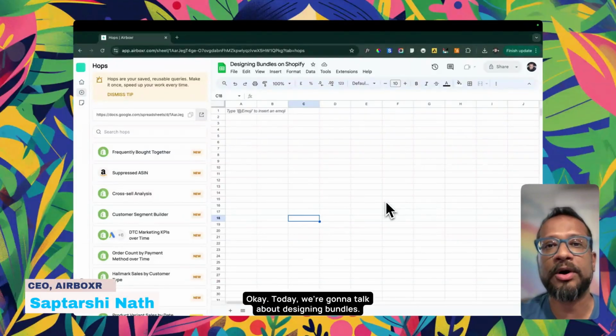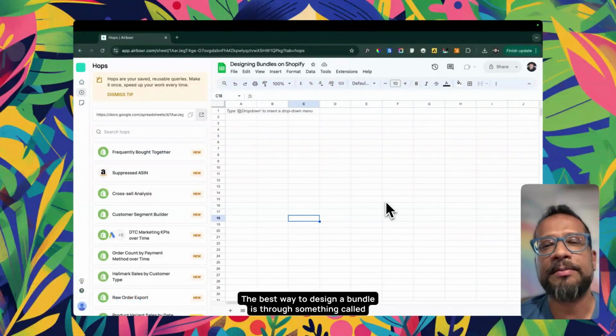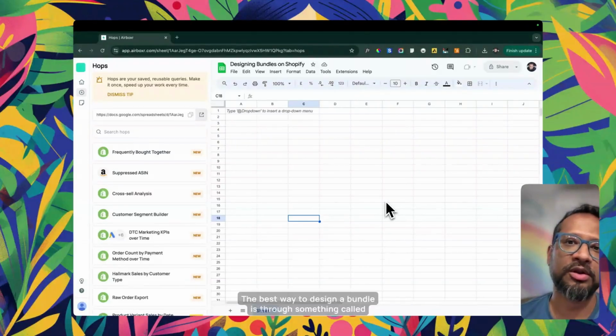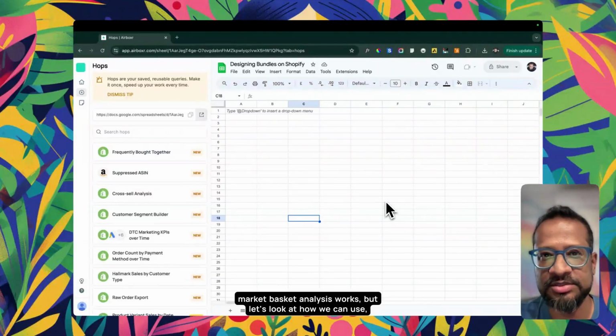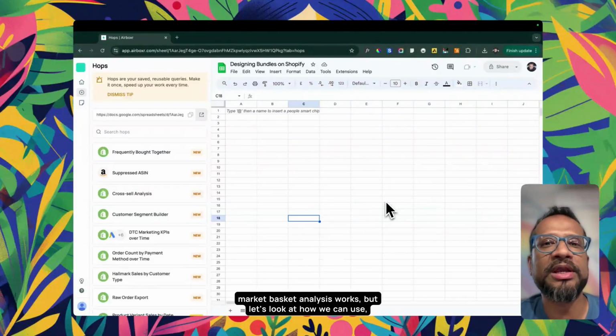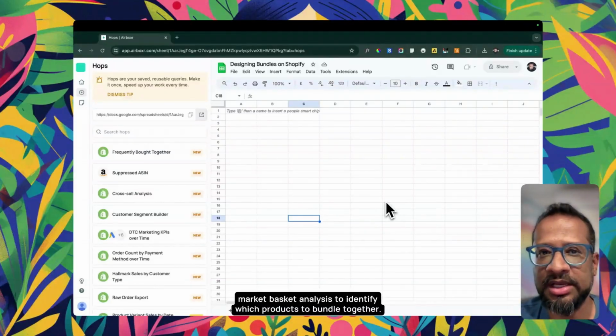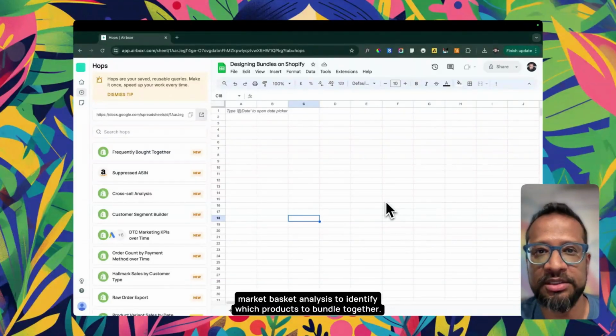Okay, today we're going to talk about designing bundles. The best way to design a bundle is through something called a market basket analysis. You don't need to understand how market basket analysis works, but let's look at how we can use a market basket analysis to identify which products to bundle together.